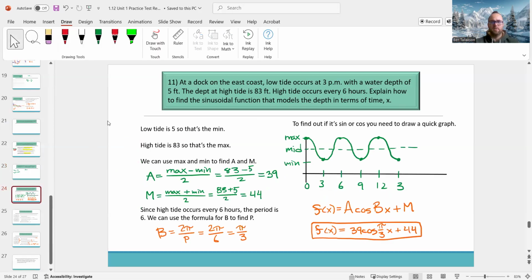And here it is. They asked for an explanation. Well, I'm providing more than that: an explanation, a graph, and a function. If you want to just provide an explanation, that's just fine.